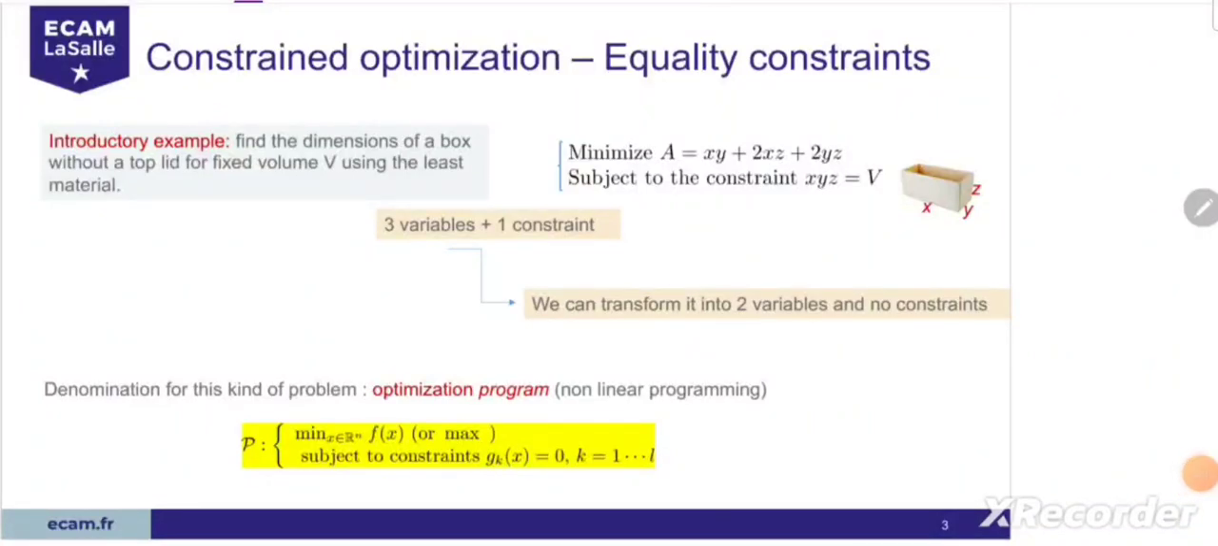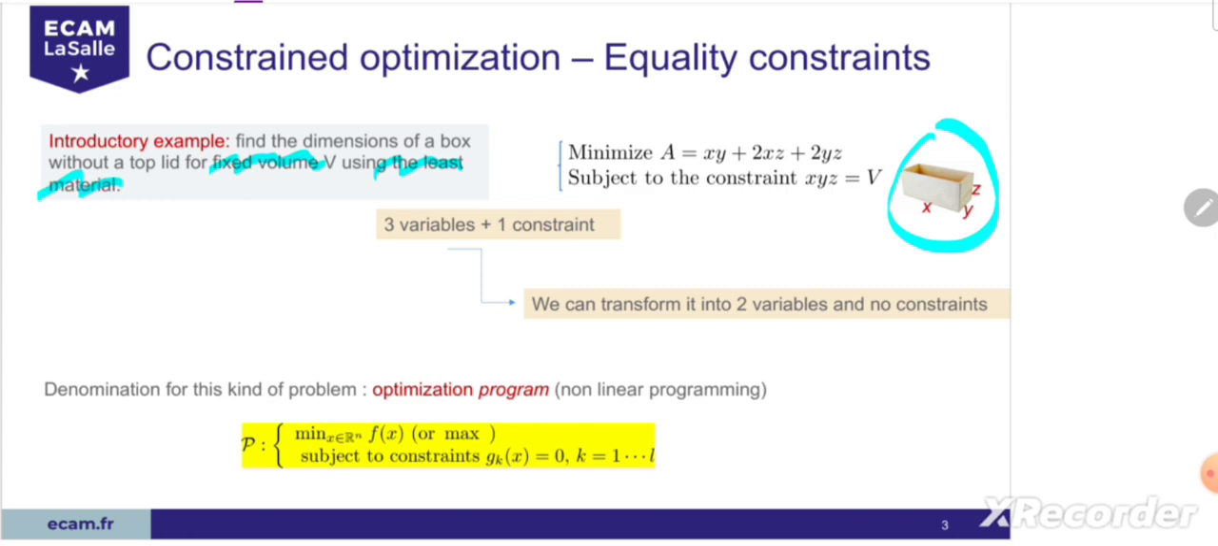So let's begin with a small example of constraint optimization. Let's say you want to build a box looking like this one, a box without a top lid, and you want a fixed volume V. So we want a fixed volume, but we want to use as little material as possible. We want to use the least material.